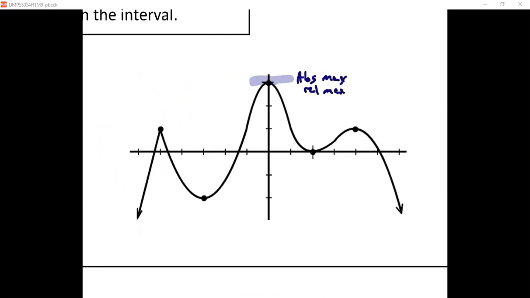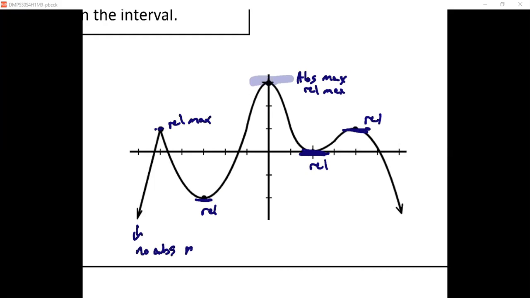My handwriting is not always the best sometimes. I do see that we have a relative min. We have a relative max. We have a relative min. We don't have a slope of zero, but we do have a relative max. We're going to talk about that in a moment. But we have no absolute min.